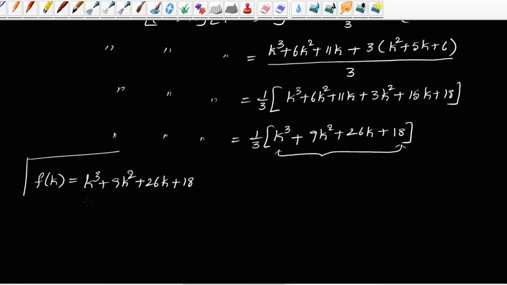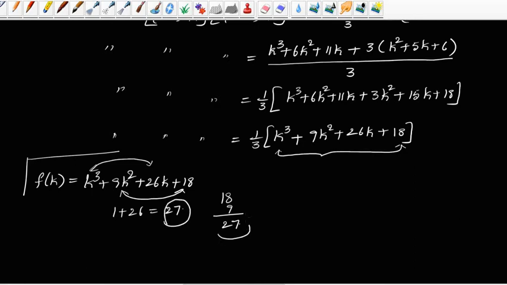Otherwise, what is the sum of the odd power coefficients? Odd power coefficients: 1 plus 26, that is equal to 27. In the same way, even power coefficients: 18, 9, this is also 27. Now we subtract the sum of the odd power coefficients and the sum of the even power coefficients, and we get 27 minus 27 is equal to 0. So that is the shortest procedure to check whether k is equal to minus 1 is a root or not. Okay.